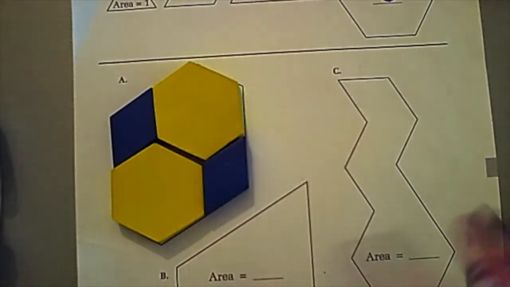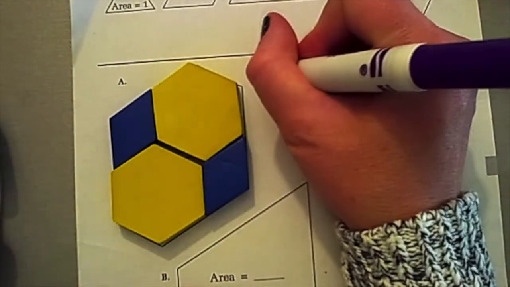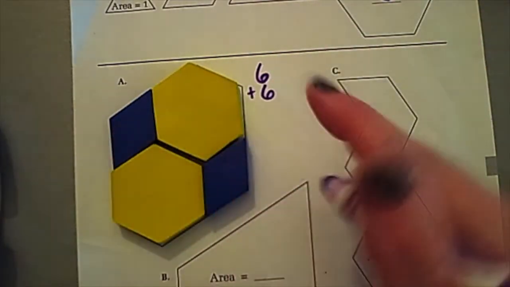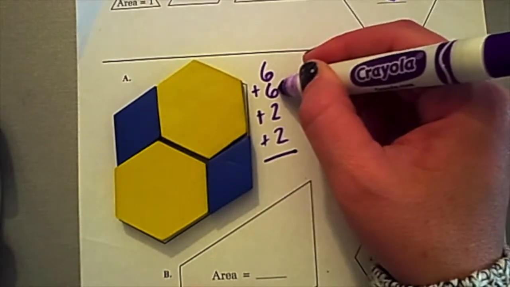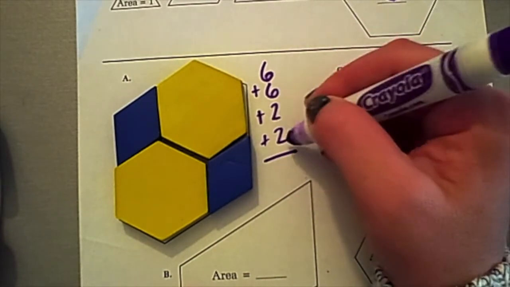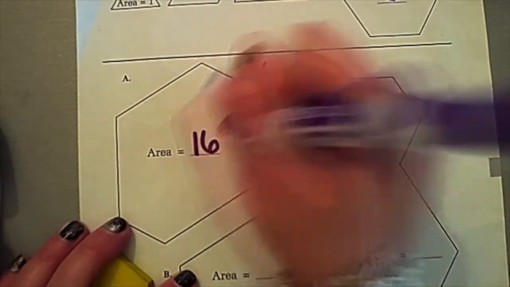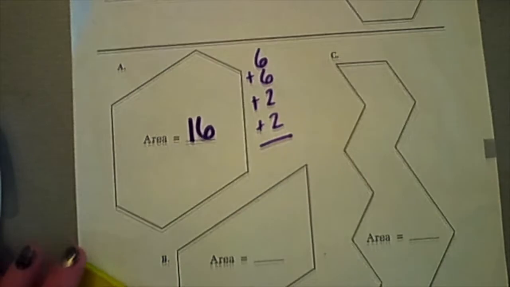So we have 2 yellow pieces. Yellow pieces are 6. So it's going to be 6 plus 6. These are 2 each, plus 2 plus 2. So 6 plus 6 is 12. 13, 14, 15, 16. So the area is equal to 16 here. You guys kind of see it?